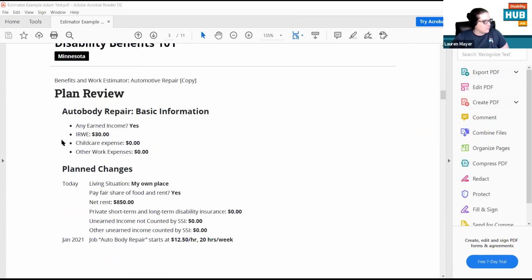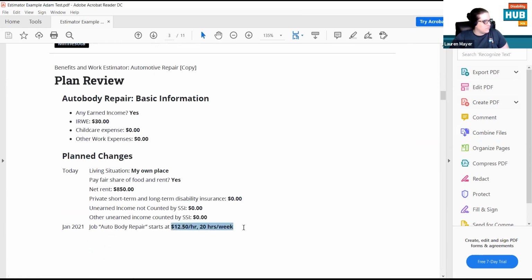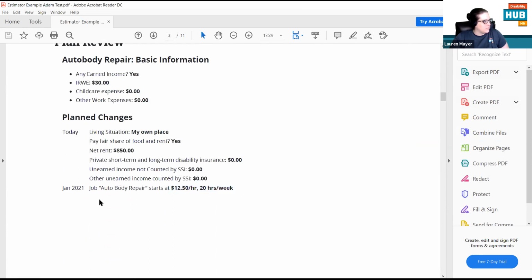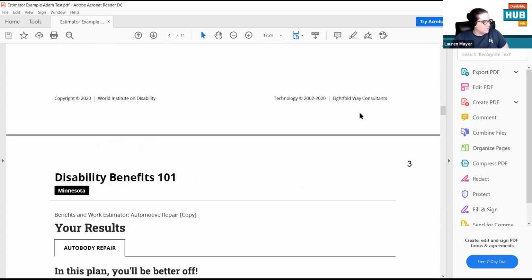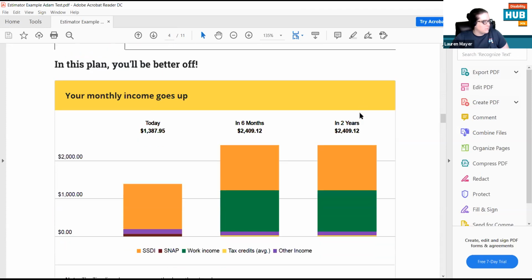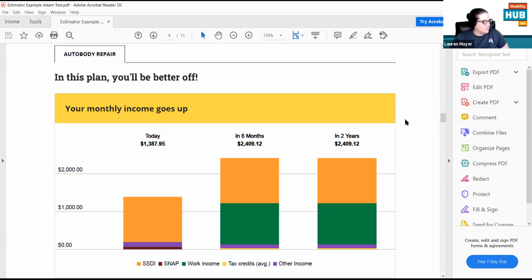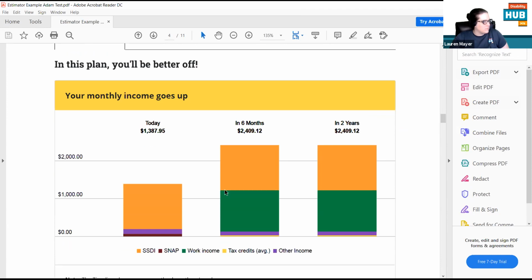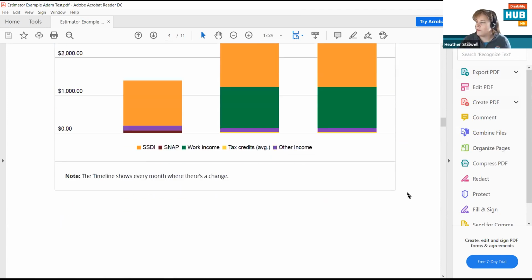In this example, the person is interested in working in auto body repair. It gives information about any plan changes they might have. One of them is starting work in the auto body job, making $12.50 an hour and working 20 hours per week. Then you will see that you're better off by working, and it'll show you what your current earnings are today, what your earnings will look like in 6 months if you start working, and any changes that might be expected in 2 years if you start working.